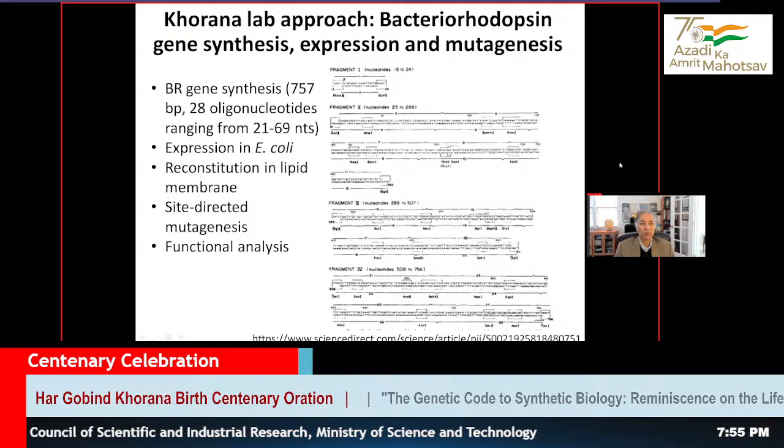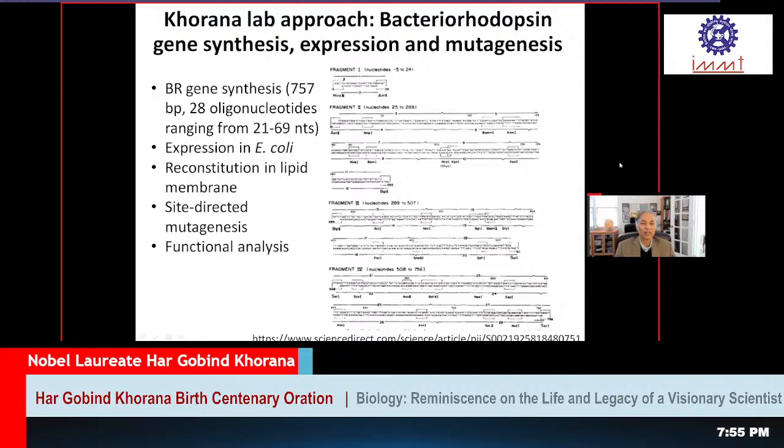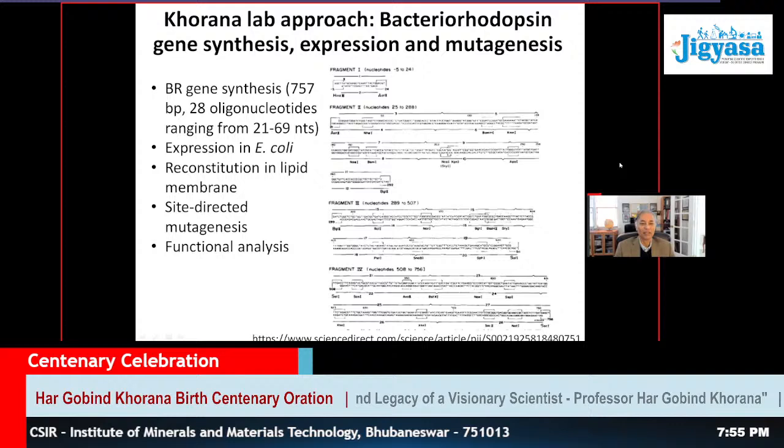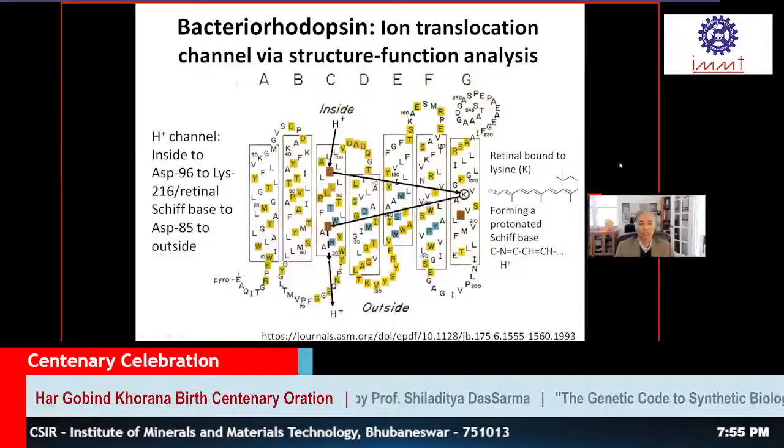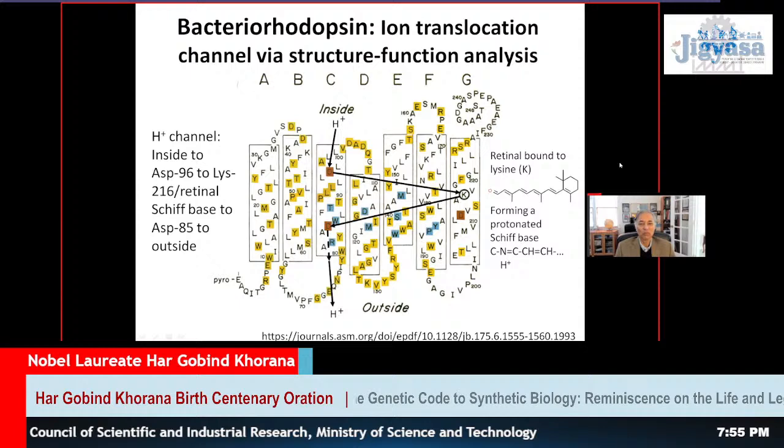He included an E. coli promoter and expressed it in E. coli, and he produced the bacteriorhodopsin in E. coli, reconstituted it with retinal and the lipid membrane, did site-directed mutagenesis and functional analysis. So all of this was a lot of work. What he found was the following.